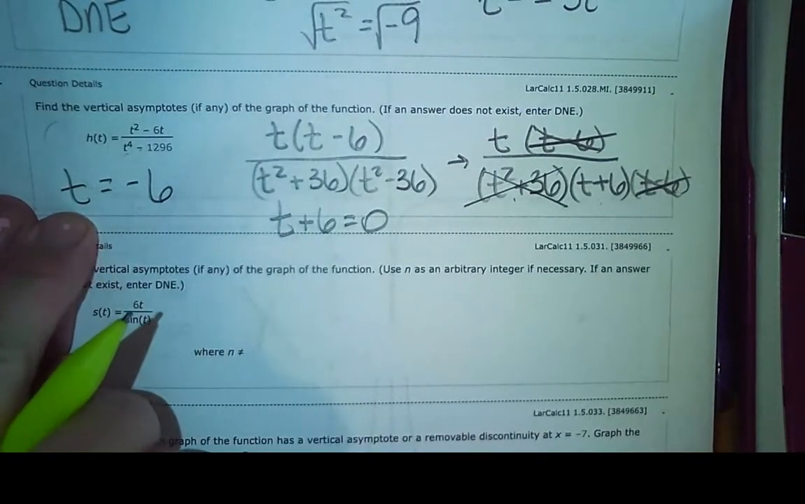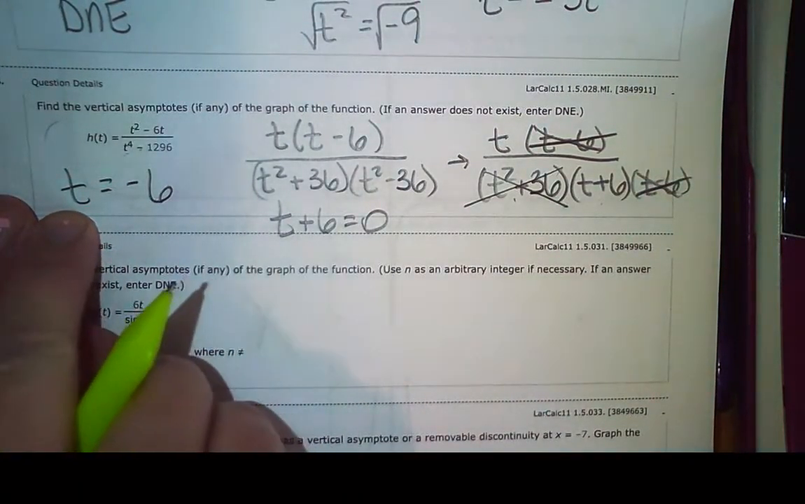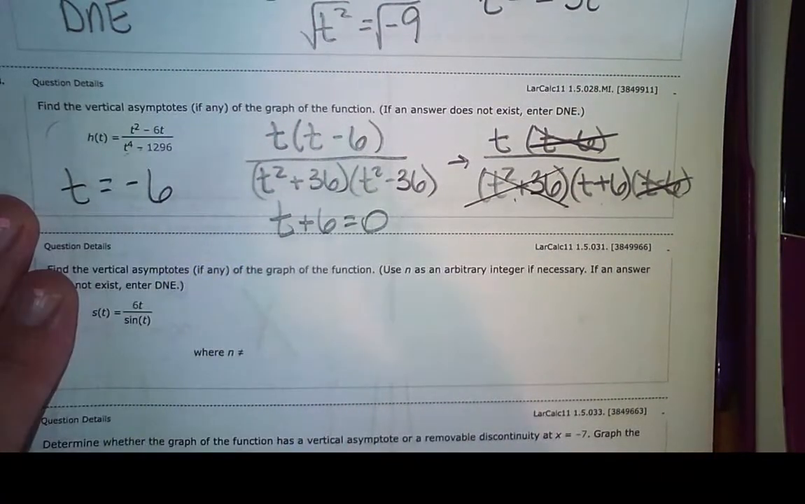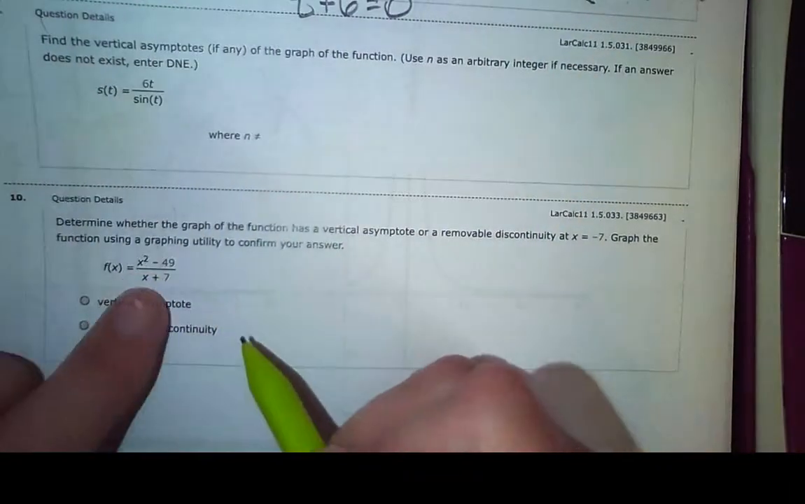Watch out for your variables too, because they'll bite your face off. We're used to using x's. Make sure you use a t, because you're going to say, wait, I know it's right. No, it's a t, not an x. All right, so this one, actually, I'm going to come back to this one on the second video. I'm going to try and get through a few more of these.